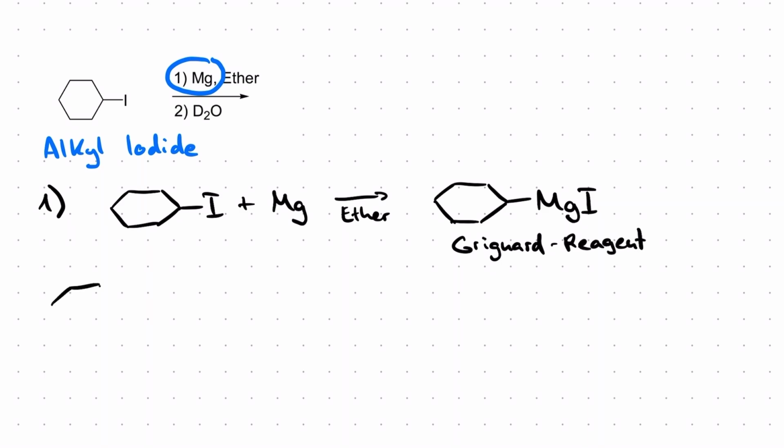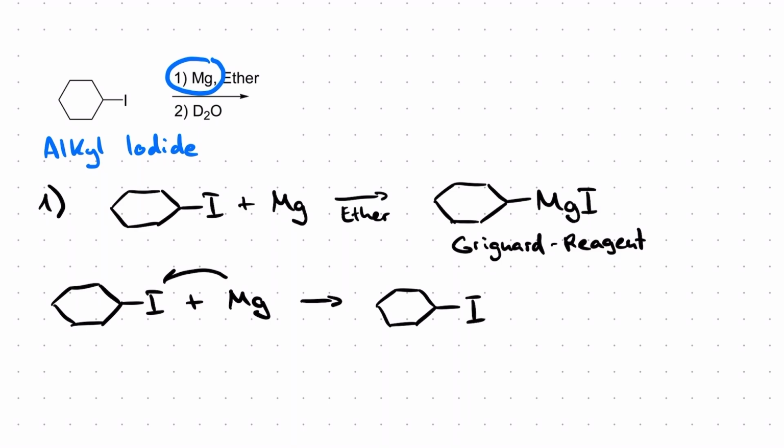Now let's take a look at the reaction mechanism. You already know that metals in general can easily give away their electrons and turn into cations. And exactly this is happening here. Magnesium is giving one of its electrons to the alkyl iodide, so it turns into an anion radical. And magnesium is now positively charged.